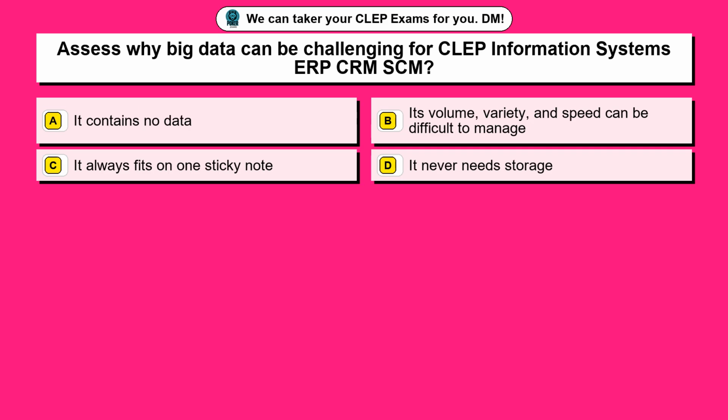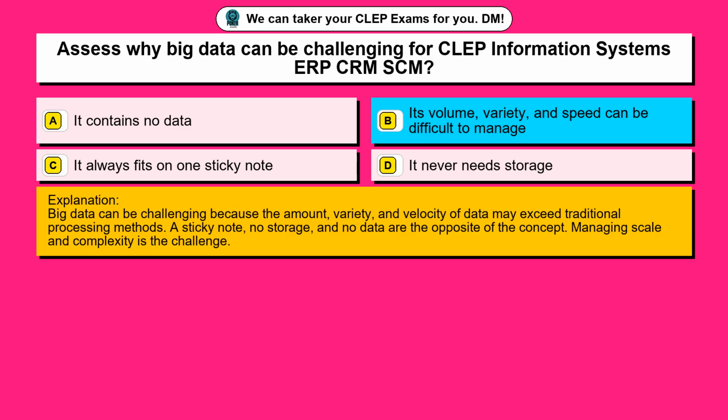Question 86. Assess why big data can be challenging for CLEP Information Systems ERP CRM SCM. Option A. It contains no data. Option B. Its volume, variety, and speed can be difficult to manage. Option C. It always fits on one sticky note. Option D. It never needs storage. The correct answer is Option B. Its volume, variety, and speed can be difficult to manage.